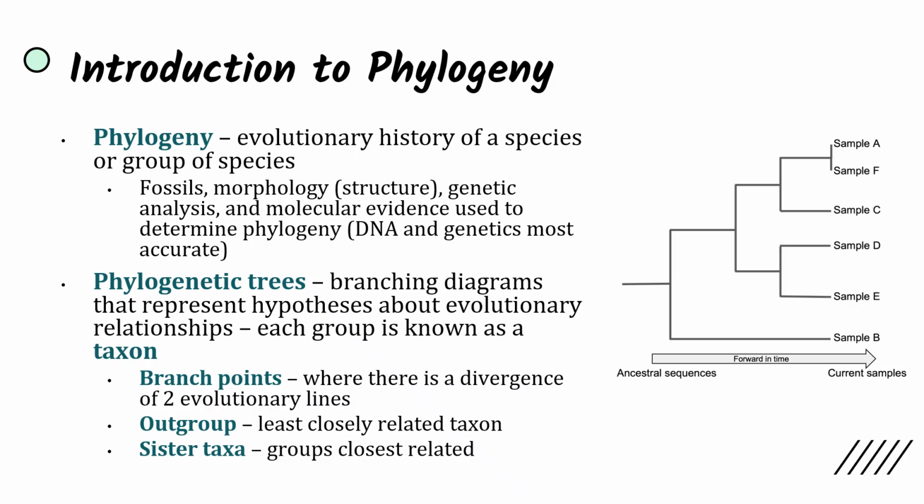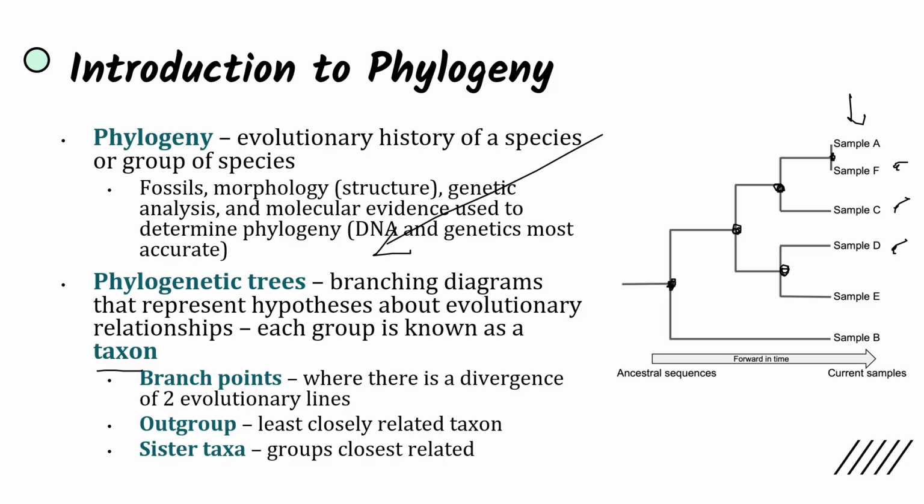And so phylogeny is represented on phylogenetic trees, which are branching diagrams that represent hypotheses about evolutionary relationships. Each group on the tree is known as a taxon. So over here we can see lots of groups, and these are all taxons. Now, branch points are where there's going to be a divergence of two evolutionary lines. So if a certain species split up, there's two evolutionary lines that come from it, that's going to be a branch point. And these are all the branch points here on this phylogenetic tree.